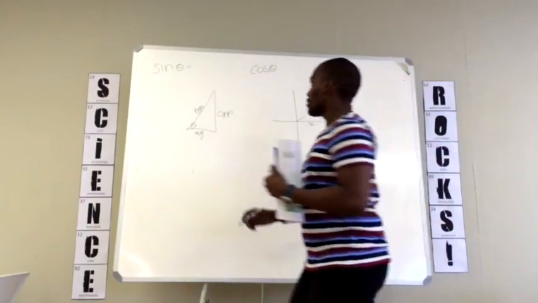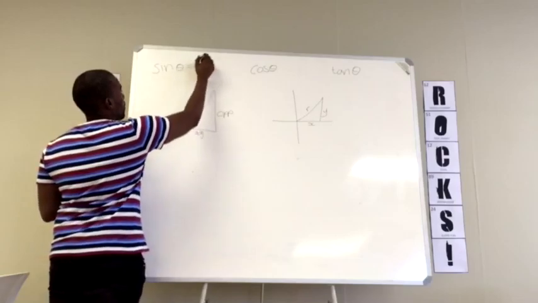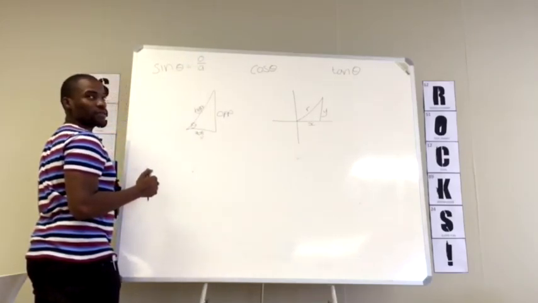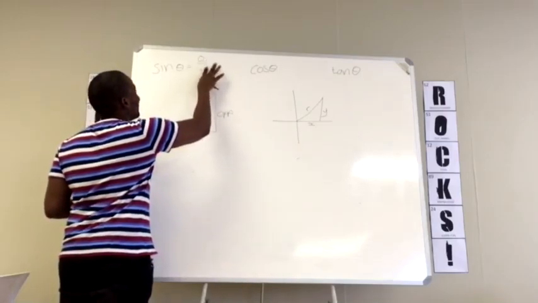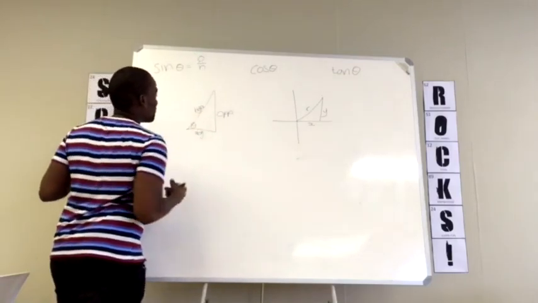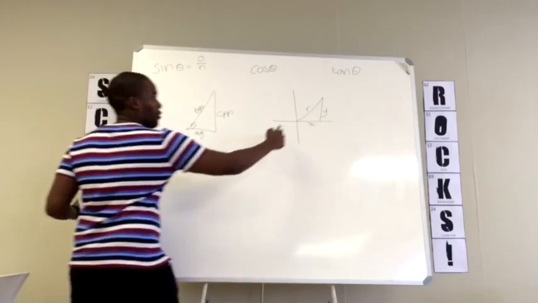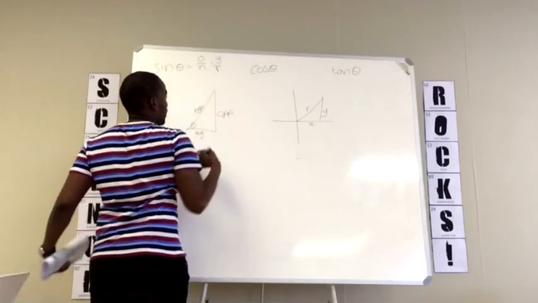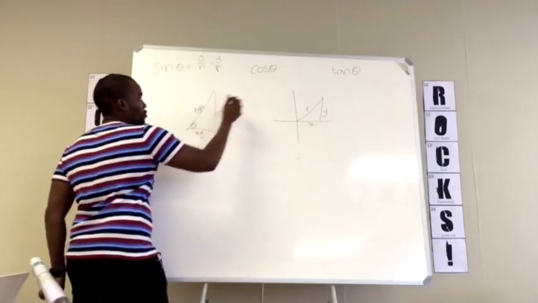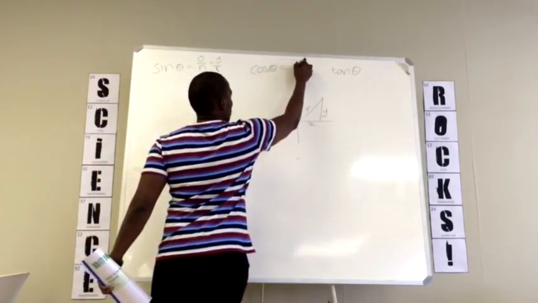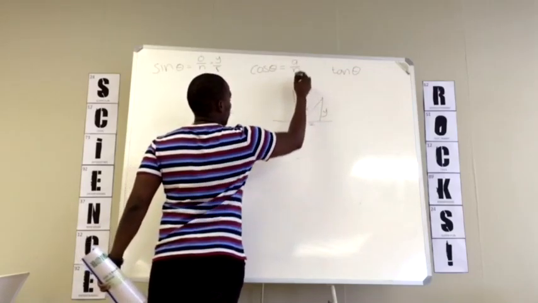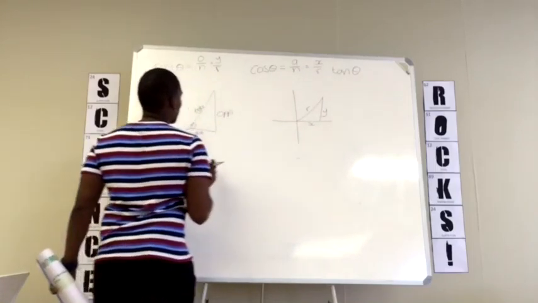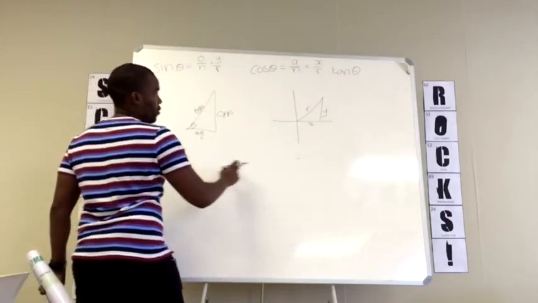Cool. So then sine theta is going to be opposite over hypotenuse, or y over r. And our cos is going to be adjacent over hypotenuse, or x over r. And our tan is going to be opposite over adjacent, or y over x.